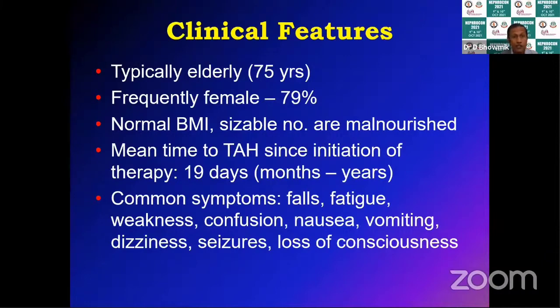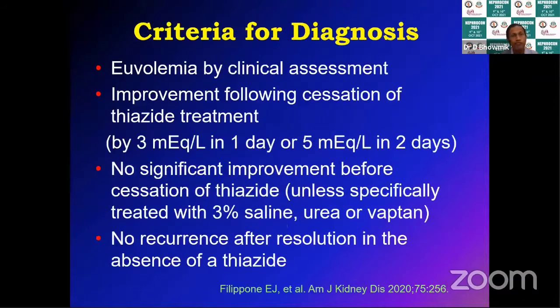Mean time to thiazide-associated hyponatremia since initiation of therapy is about 19 days, but it is very variable and can stretch from months to even years. The common symptoms are falls, fatigue, weakness, confusion, nausea, vomiting, dizziness, seizures, and ultimately loss of consciousness.